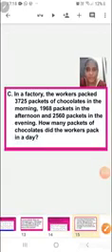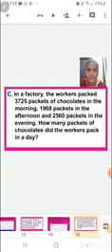Let's move on to question number C. In a factory, the workers packed 3,725 packets of chocolates in the morning, 1,968 packets in the afternoon, and 2,560 packets in the evening. How many packets of chocolates did the workers pack in a day?